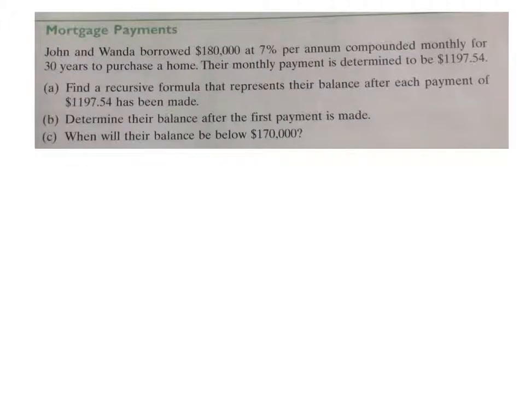All right, so with this next one, John and Wanda borrowed $180,000 to buy a house. Their interest rate on that loan is 7% per year, compounded monthly, as most are, and that's over 30 years. Their monthly payment is determined to be $1,197.54. So that's how much they're putting in per month.